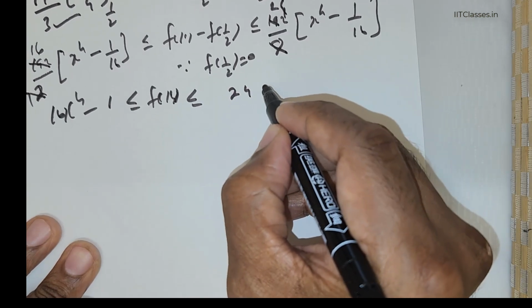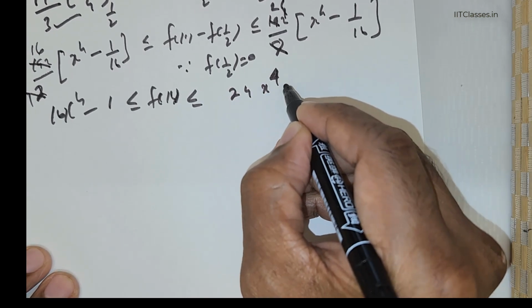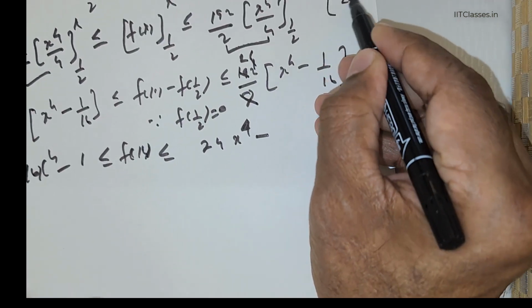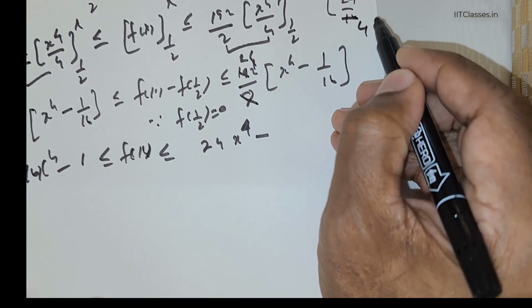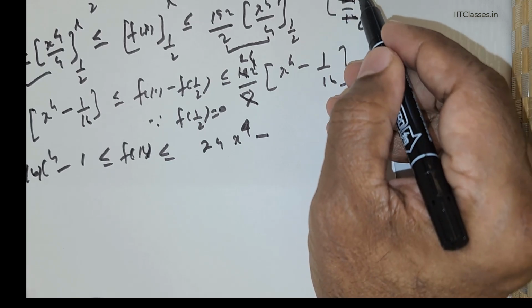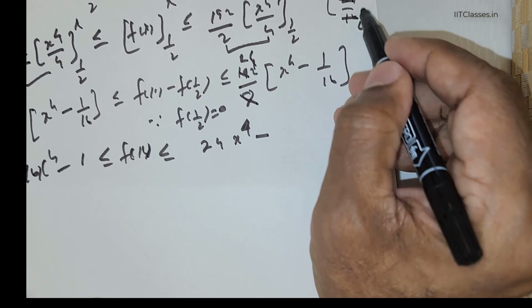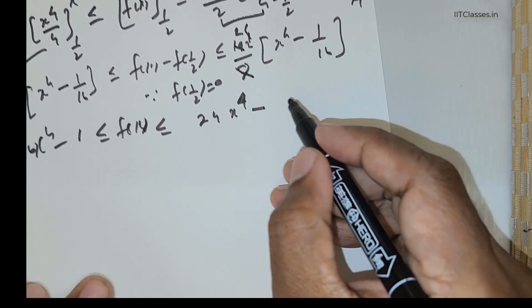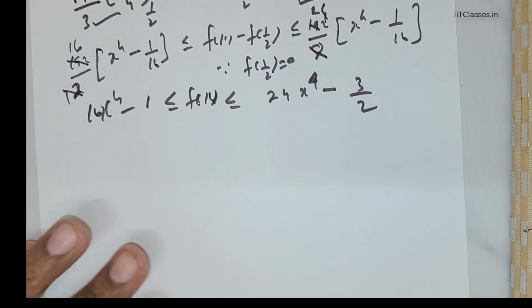So this is less than or equal to 24 times x to the power of 4 minus 24 over 16. 4 divides here 4 times, and 6 4s are 24, so 6 over 4. Now 2 divides here 3 times, 2 divides here 2 times. So this is 3 over 2. Okay.